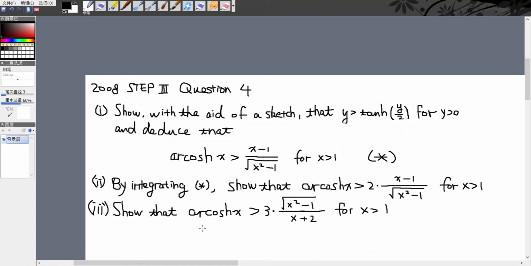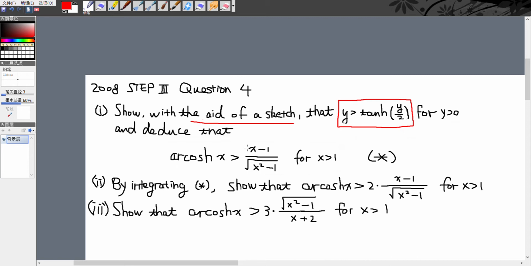Okay, so in this video, I'm going to give the solution of 2008 step 3 question 4. The first question in this step question is asking us to show with the aid of a sketch that y is bigger than tanh y over 2 for every y that is bigger than 0. So this is the inequality we want to show.